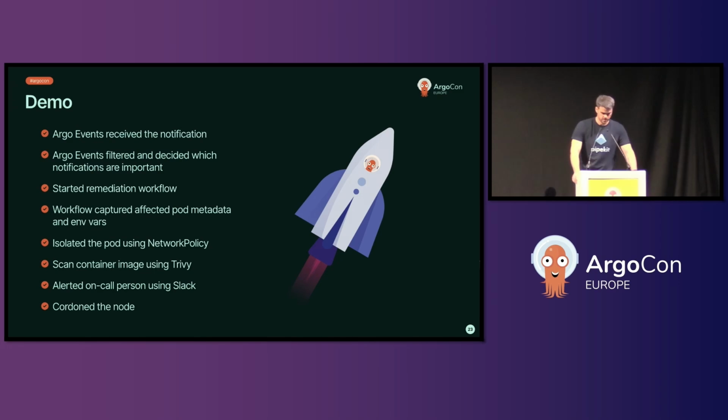So we saw a crypto miner alert simulation. A Prometheus Alert Manager event was used to trigger Argo Events. Argo Events filtered this event based on severity and alert type. Then the remediation workflow started. This workflow captured the pod metadata and saved this information to S3. After that, we isolated the pod using network policy, cordoned the node, scanned the container image using Trivy, and alerted the on-call person on Slack.